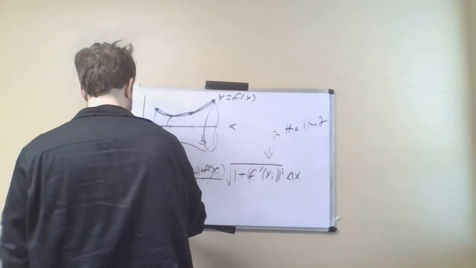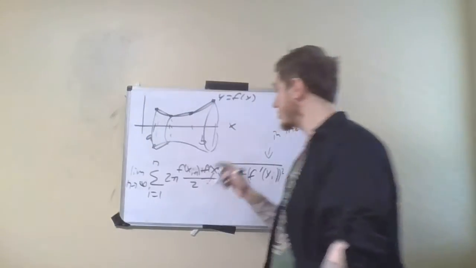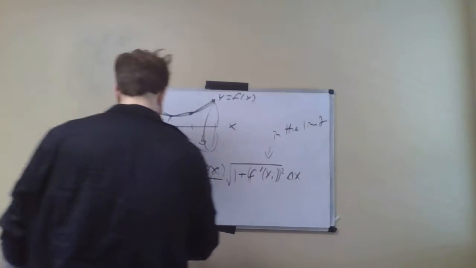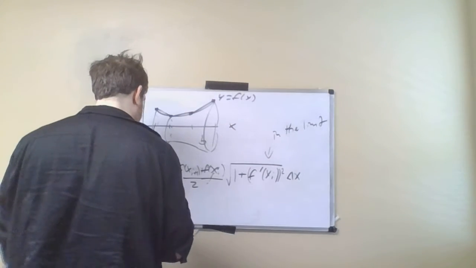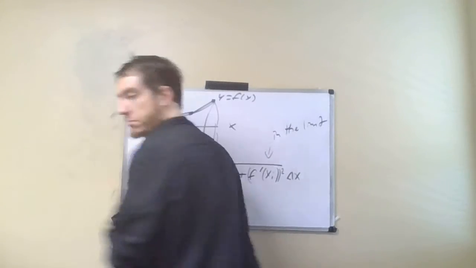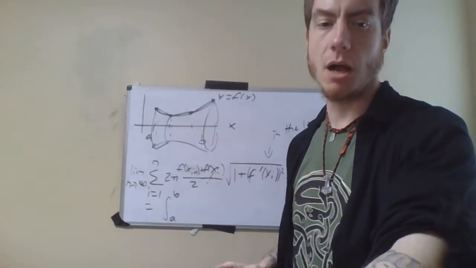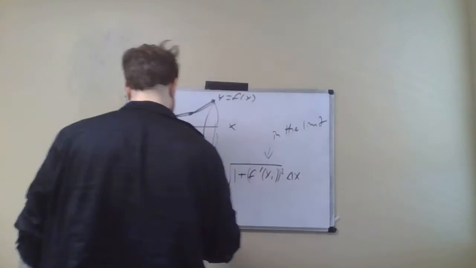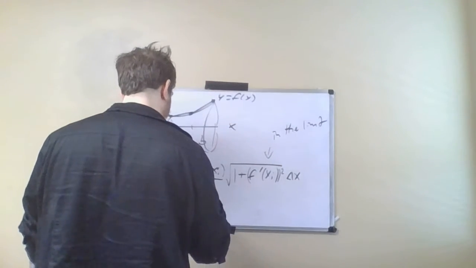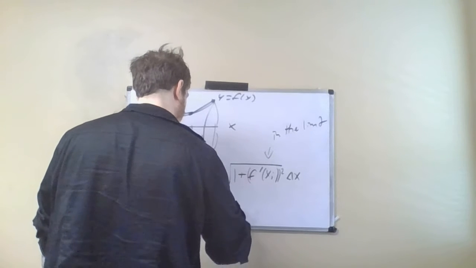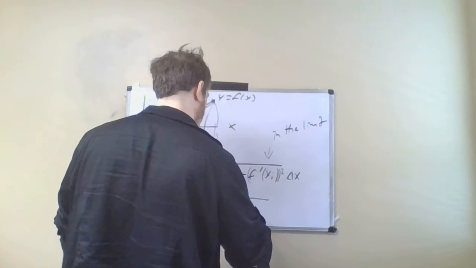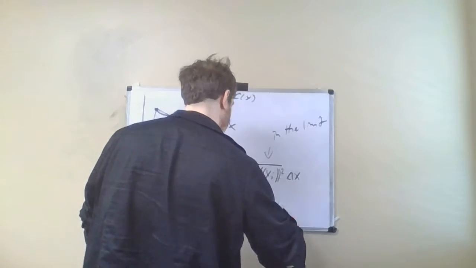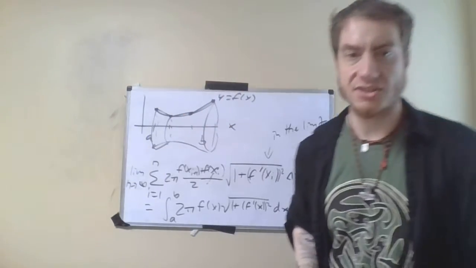And in the limit, as n goes to infinity, this is just going to become the radius, which is just the function. So this is going to become the integral from a up to b of 2 pi times f of x times the square root of 1 plus f prime of x squared dx.